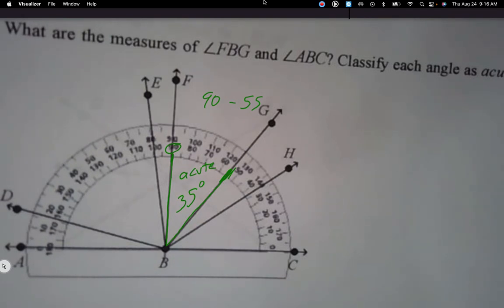Alright, so now look at ABC. From A to B to C is this flat, straight line. So what is the measure of that one? 180 degrees. And it's a straight angle. So you are going to write that. Please don't forget to write that because it asked about it, right?